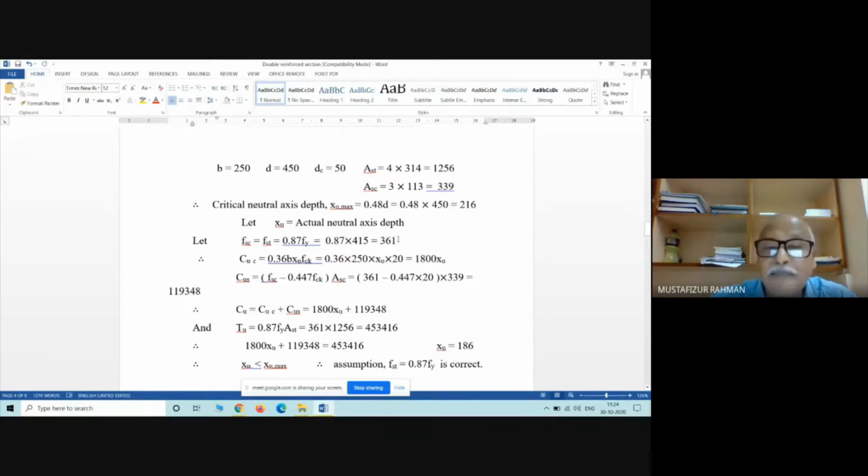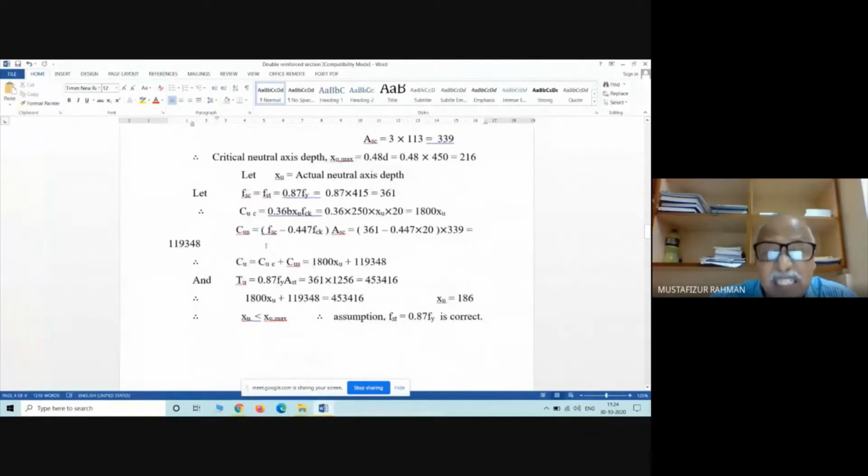Now this expression we had already obtained. CUC is equal to 0.36 B XU FCK. So 0.36, B is 250, XU is unknown. We are going to find it out. FCK, characteristic compressive stress. So it is 1800 XU. Now CUS.